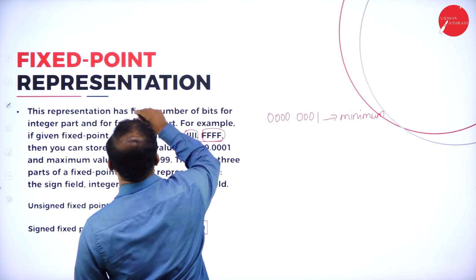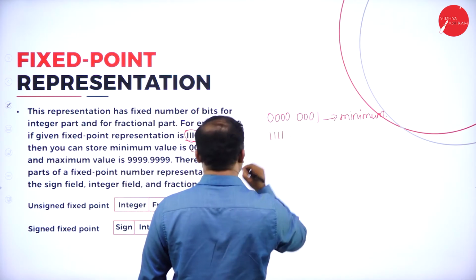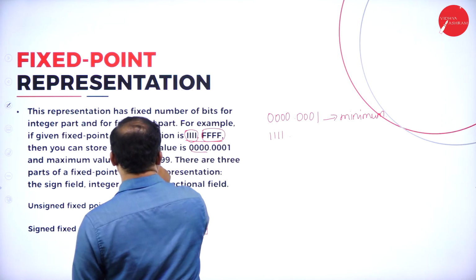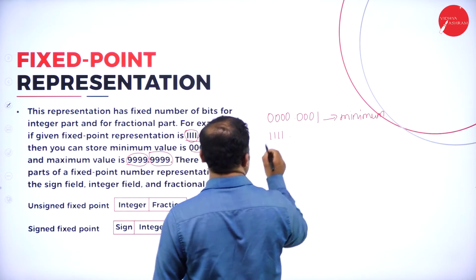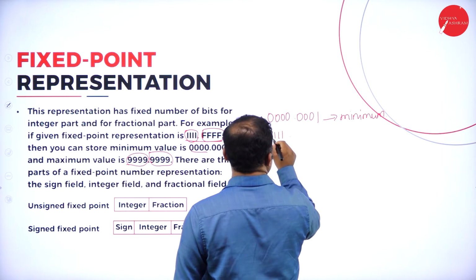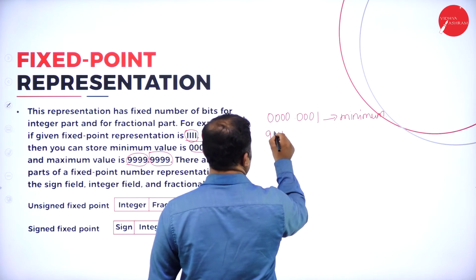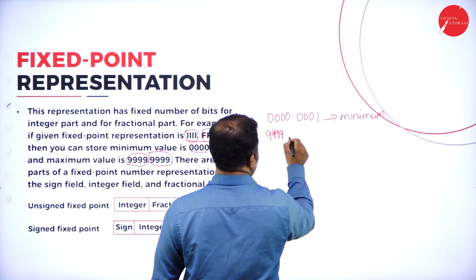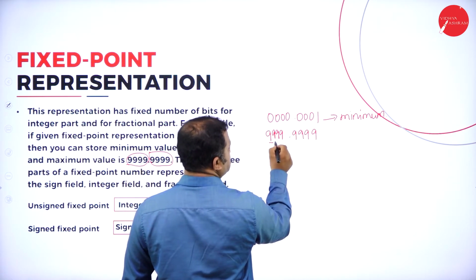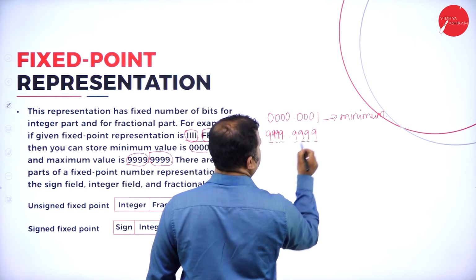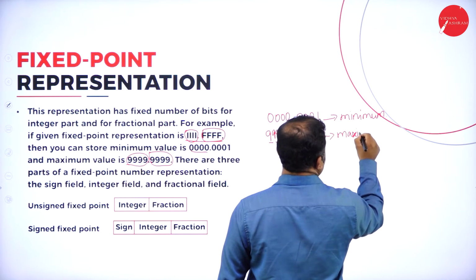Similarly, what is the maximum value I can represent in the case of fixed point representation? That is 1111 point 1111. What is the value of 9 here? 9 is the maximum value. So if I represent it as the maximum value, it becomes 9999.9999. That is, these places are filled with 9999. That becomes the maximum value of a fixed point number representation system.